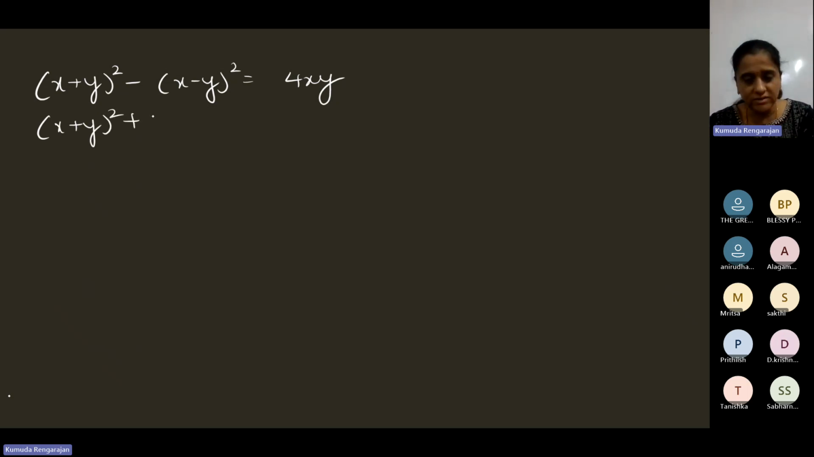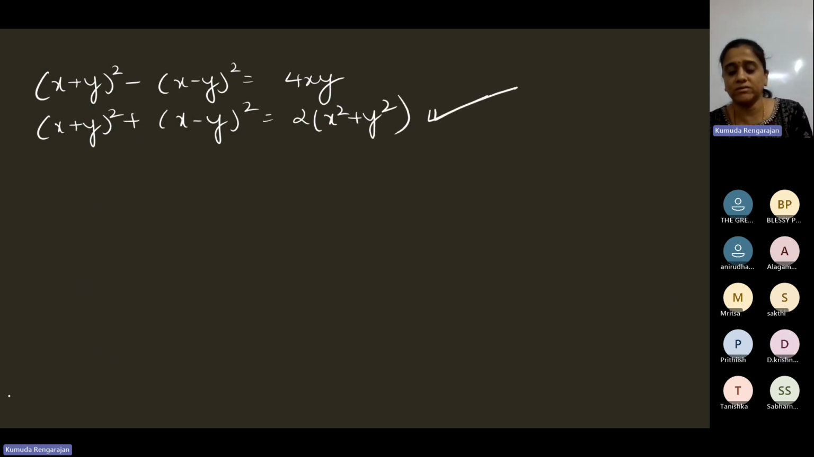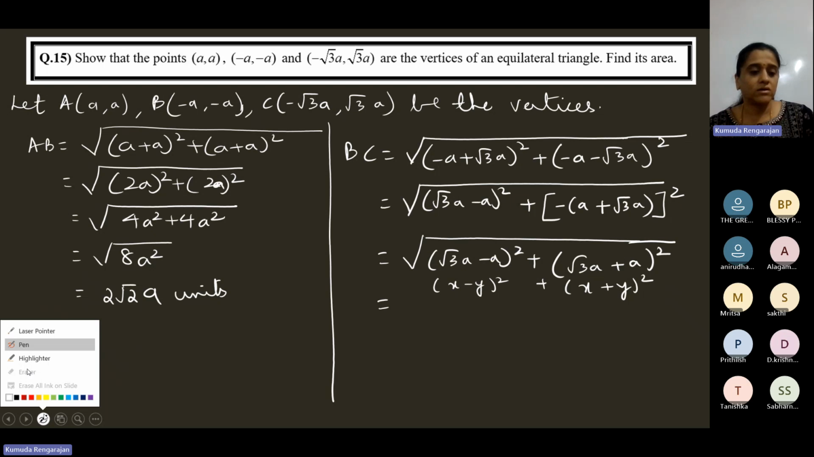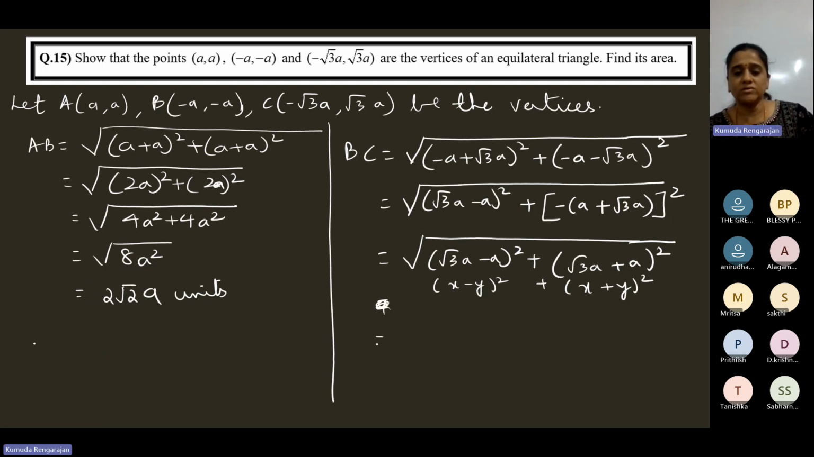What are the two identities? X plus y the whole square minus x minus y the whole square is equal to 4xy. But x plus y the whole squared plus x minus y the whole square is equal to 2 of x square plus y square. We are using this one because we have x plus y the whole square plus x minus y the whole square. Okay, so it is, you should put the square root symbol.